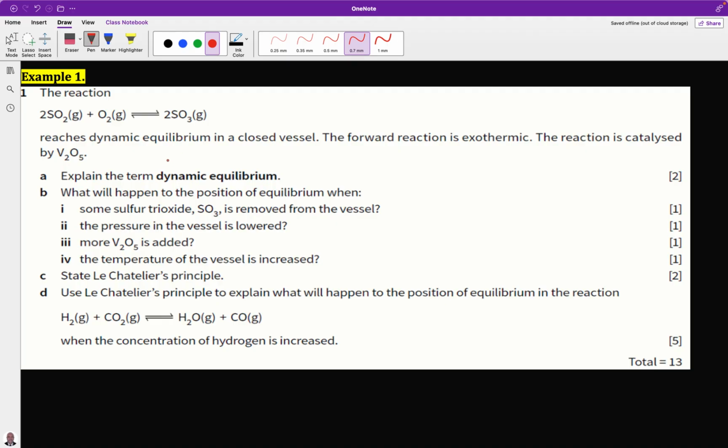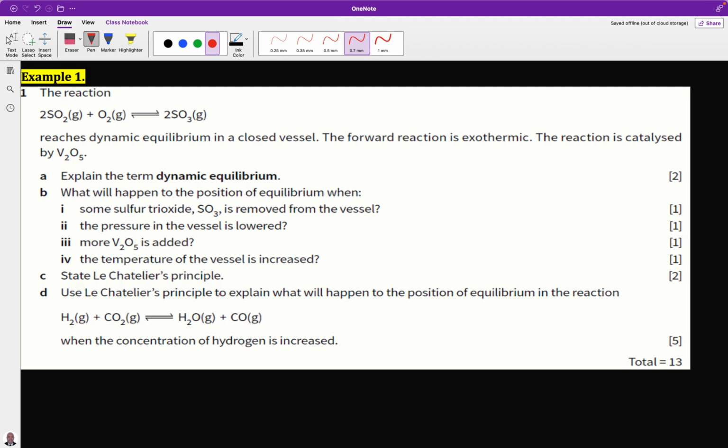Okay, state Le Chatelier's principle. Le Chatelier's principle states that if a system in equilibrium is subjected to a change, the system must react in such a way as to oppose the change, thereby establishing a new equilibrium. If a system in equilibrium is subject to any change, the system must react to oppose the change, thus establishing a new equilibrium.